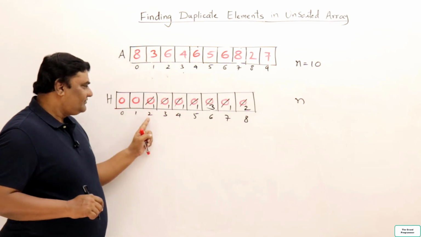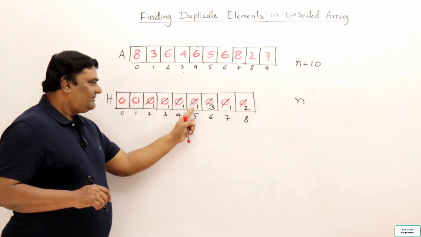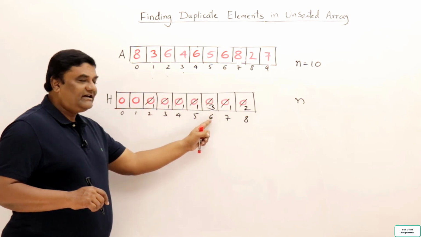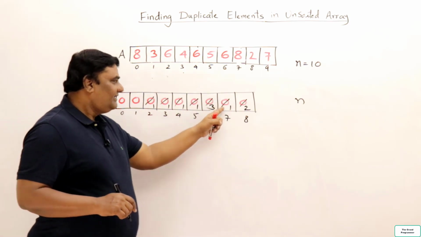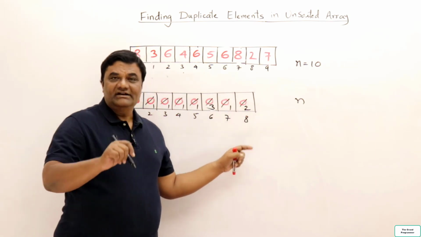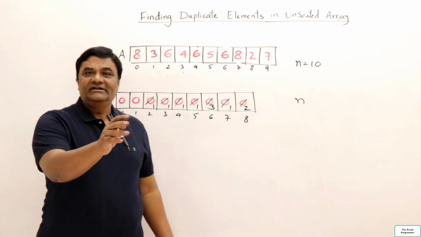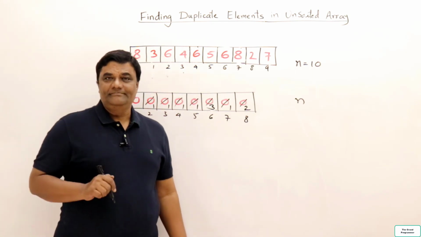Like this is 1, so this is single value, 3 is single, 4 is single, 5 is single, 6 is appearing 3 times, right? 6 is appearing 3 times. And 7 is single and 8 is appearing 2 times. So I got the elements which are duplicate and also how many times they are duplicated. I got both of them.